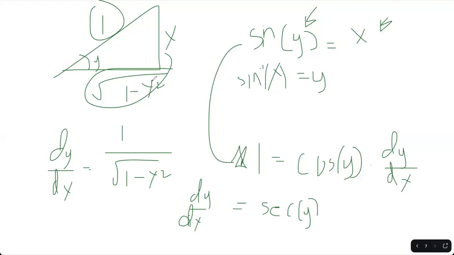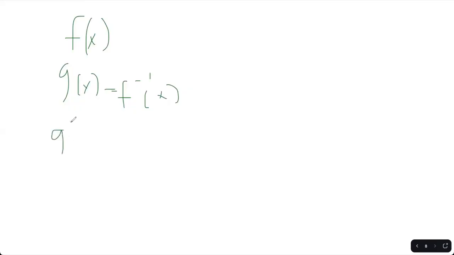So that's that. We have a few more things to talk about. Derivatives of inverse functions. Given a function f of x, let's say g of x is equal to the inverse of f of x. And we want to find g prime of x at some point a. Let's say it's (a, b) for g of x. Since f is the inverse of g, it's going to be (b, a) for f of x. So that's something to keep in mind.